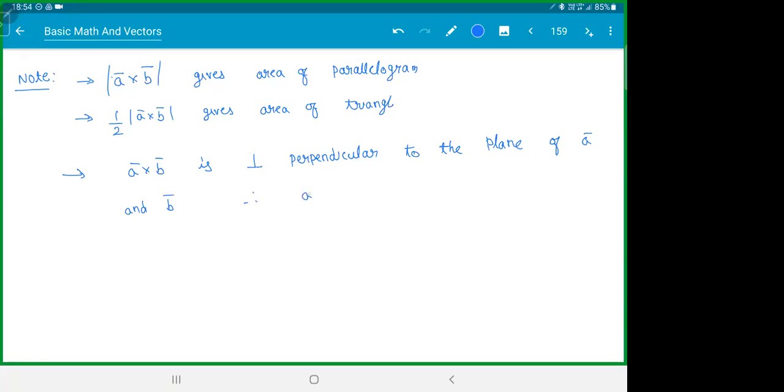Therefore, if two vectors are perpendicular, what will happen? A cross B dot A bar is 0. A cross B dot B bar is also 0. Because if this is A bar and this is B bar, and this is A cross B, this is perpendicular to B bar also, and to A bar also. So A cross B will be perpendicular to both the vectors.